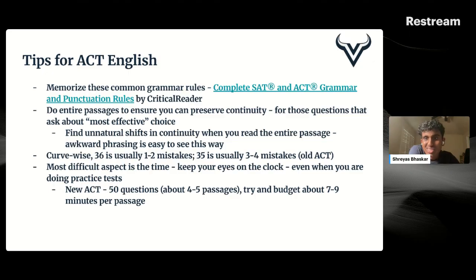The new ACT is 50 questions, about 45 passages. So try and budget about 7 to 9 minutes per passage.